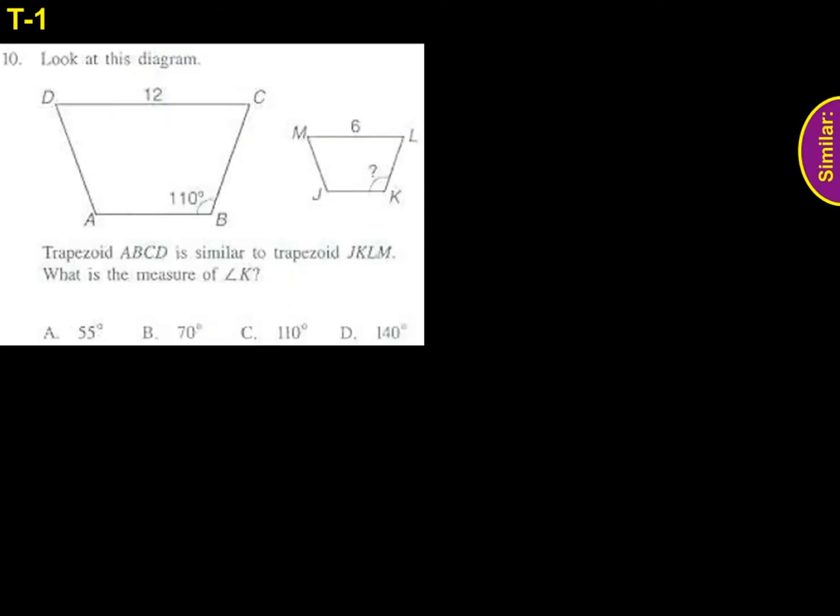For number 10, we have two trapezoids, ABCD and JKLM. B and K are corresponding angles, and since these two are similar, we know that the corresponding angles have to be congruent. So for K, it has to be answer C, 110.